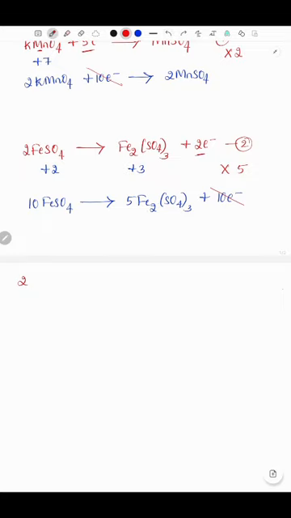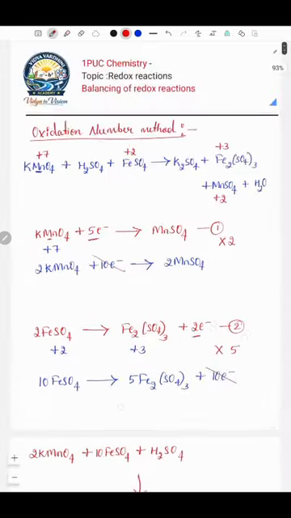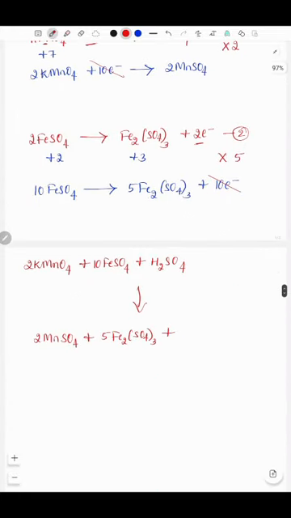2KMnO4 combines with the 10 FeSO4, and along with that we have one more reagent, which is sulfuric acid, H2SO4, which gives rise to the products: 2MnSO4 plus 5Fe2(SO4)3 plus K2SO4 plus H2O.